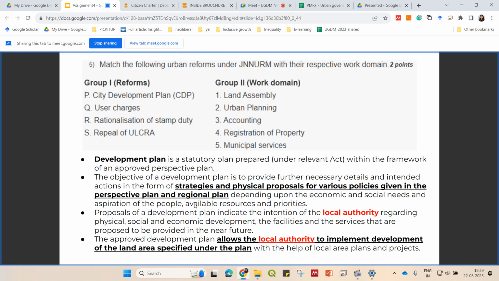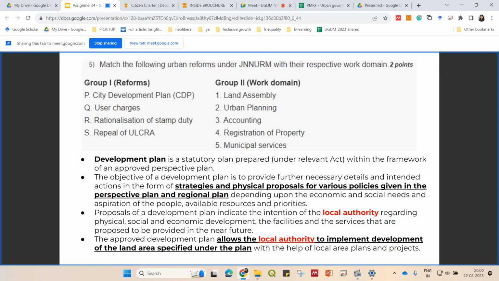We come to the last question for today, which is match the following urban reforms under JNNURM with their respective work domain. I've already shared with you the JNNURM document, so you can go into detail with each of these things, but I'll tell you very quickly what all of these mean, and based on that you have an idea of what these reforms and the work domains are referring to, and based on that you can connect each other.